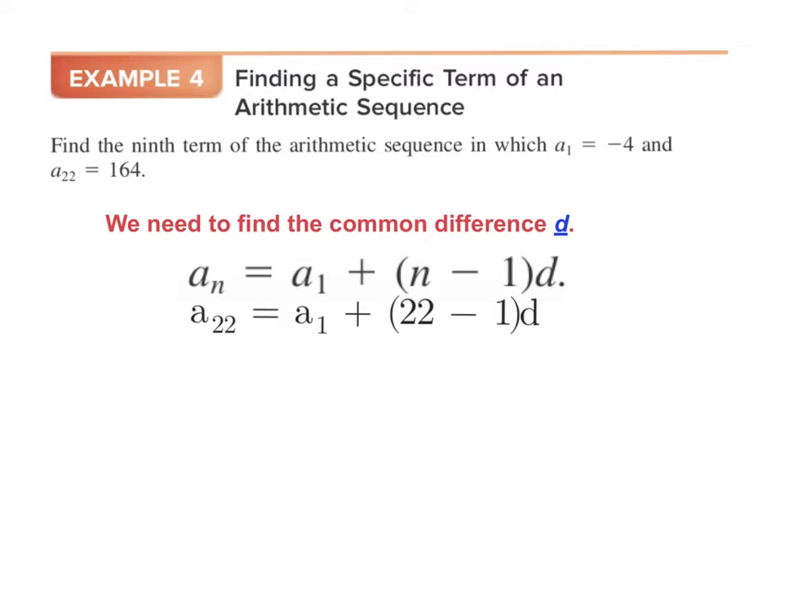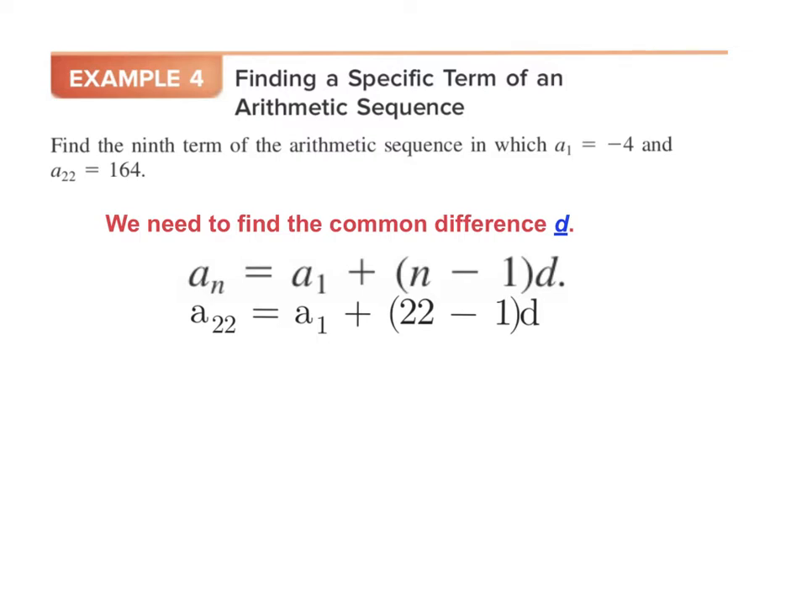Wait, why don't you plug -4 in for it? Yeah, no, I'm going to do that here in a second. Okay, so I'm doing it just generally. So right, not only am I going to plug -4 in for a sub 1, I'm going to plug 164 in for a sub 22. And so long as I'm given the first term and I'm given some other term, I can use this to find the common difference.